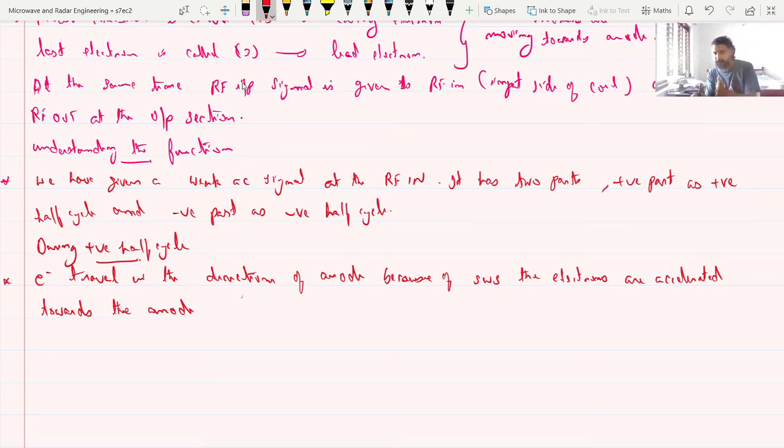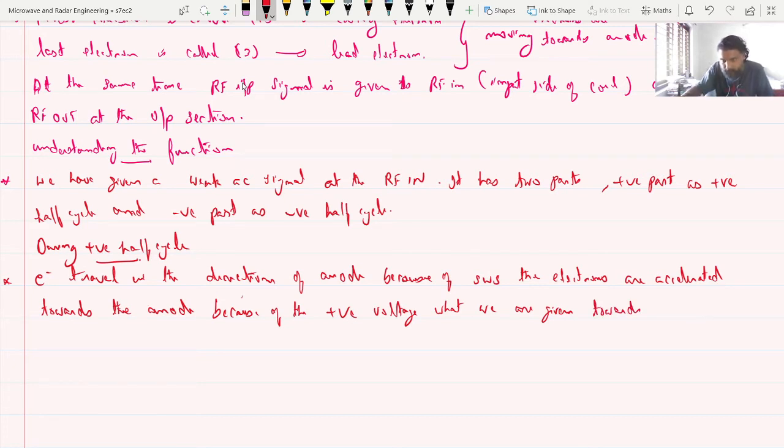Because of the slow wave structure, the electrons are accelerated towards the anode because of the positive voltage we have given towards the RF field. Okay.